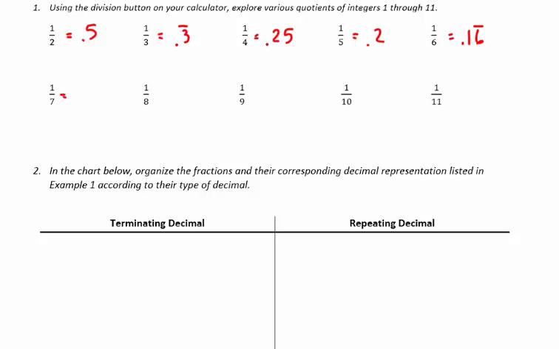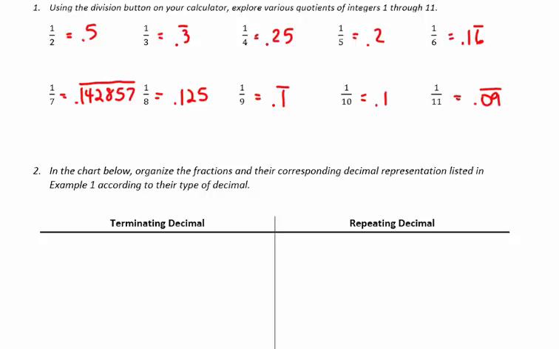1/7 is a long one. 0.142857, and then it says 142857. So this whole thing repeats in that case. 1/8 is 0.125. 1/9 is 0.1 repeating. 1/10 is 0.1. And 1/11 is 0.09090909. So if you can see, we have some very common fractions in the decimals that they're equivalent to.